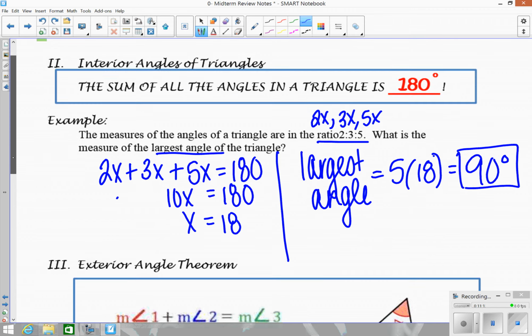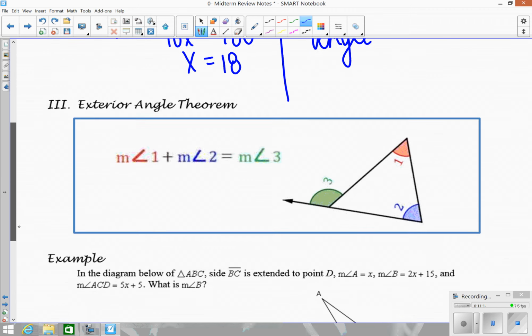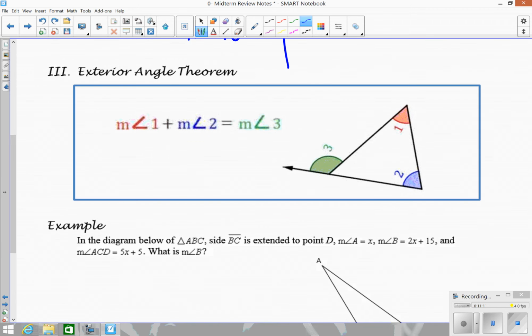The next theorem that we talked about was the exterior angle theorem. That's the sum of any two interior angles is equal to the non-adjacent exterior angle. Basically, the two angles that don't touch the exterior angle, those are going to be equal to the exterior angle. So not this angle here.